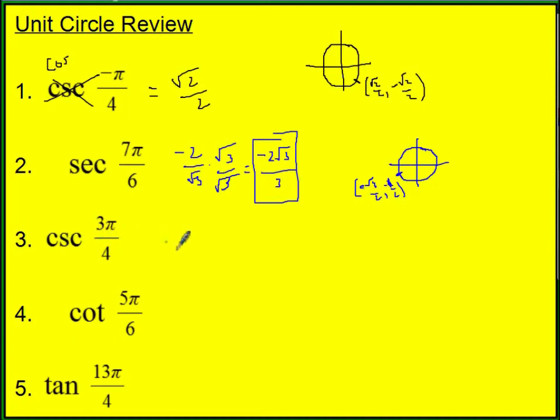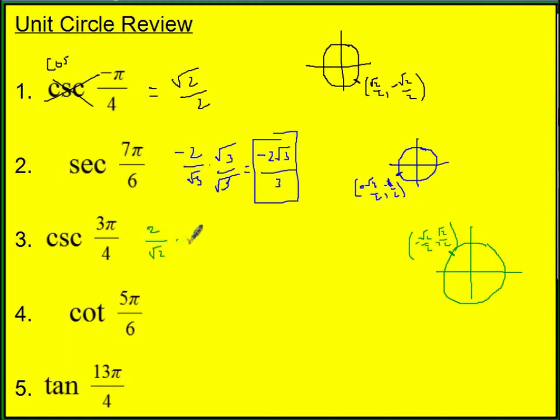Next problem, cosecant of 3 pi over 4. Again, identify the angle, 3 pi over 4. It's right there. I know that point is negative square root of 2 over 2 and positive square root of 2 over 2. So, cosecant is reciprocal of sine. Sine value would be square root of 2 over 2. So the reciprocal of that would be 2 over the square root of 2.